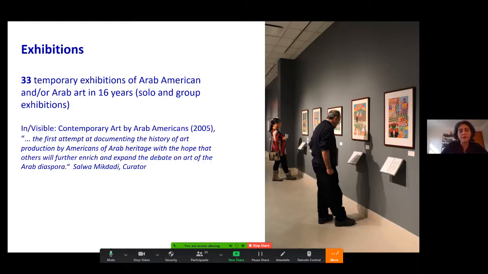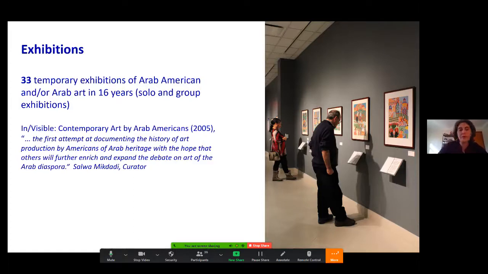And in the catalog accompanying the exhibition, she writes that this is the first attempt at documenting the history of art production by Americans of Arab heritage, with the hope that others will further enrich and expand the debate on art of the Arab diaspora. So clearly seen as a watershed moment in Arab American art. I think other exhibits had been done, but nothing as comprehensive as the one that she curated in 2005.